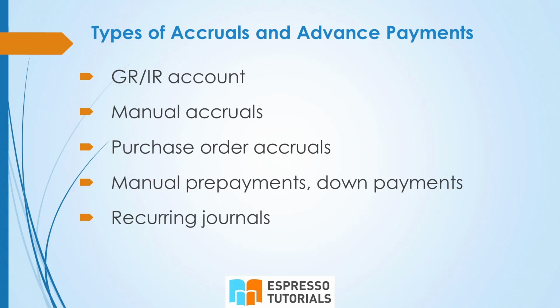If you want to spread, for example, an annual payment made at the beginning of the year over the periods that it's relevant for, you can also post the payment to a GL account and then use a recurring journal to transfer the relevant amounts to costs each period.